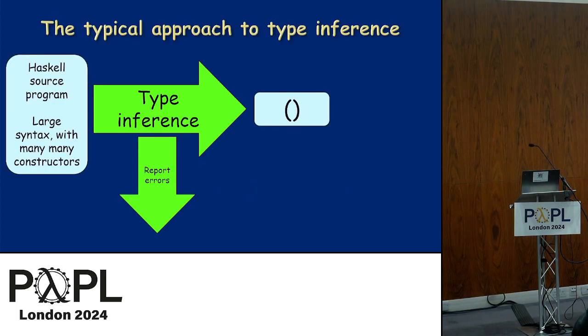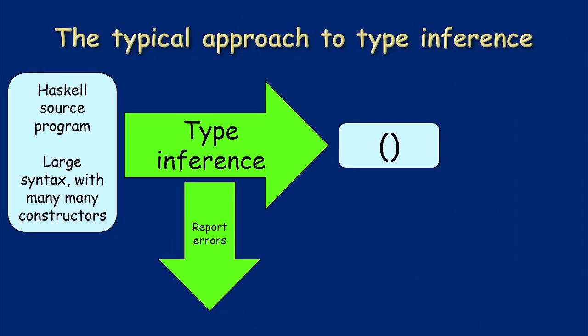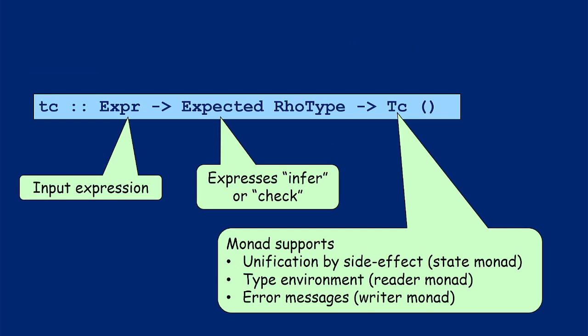Okay, so here is the plan for a fairly conventional type inference algorithm. What happens is you have some source program, and you write some more or less difficult type inference algorithm, and it rejects the program with some error messages if it's bad, and otherwise it accepts the program, in which case it produces no output at all. It just says good program.